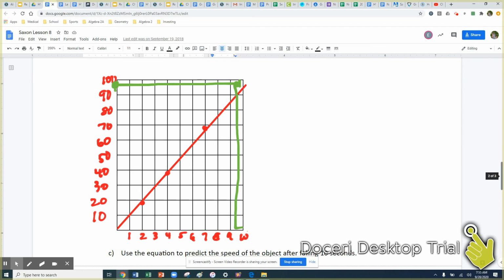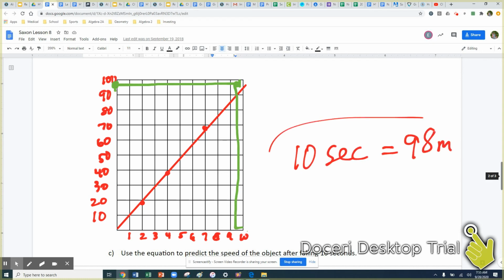But if I'm falling, the gravity goes down at 9.8 meters per second, 9.8 every second. What would 9.8 times 10 be? That's going to give you 98 meters. So after 10 seconds, that object would be falling at 98 meters per second. So graphing, we can also kind of see what the pattern is that's happening, and we can start to then predict where that's going to go beyond any of the data that we were given.